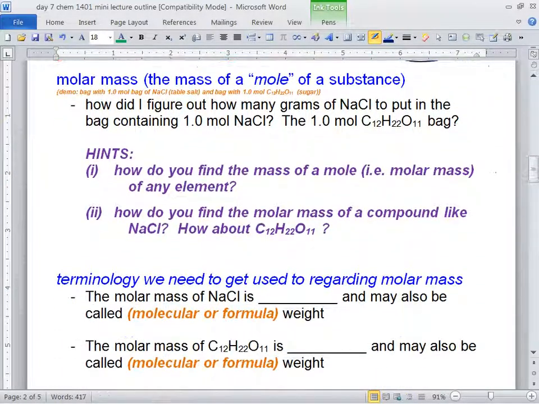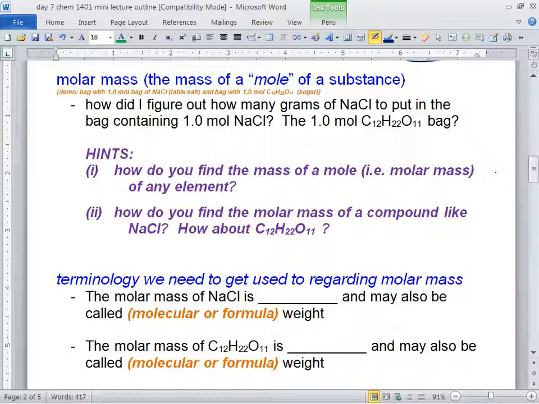Molar mass. The mass of a mole of substance. So pick a substance, and we want to figure out its molar mass. A mole is exactly that huge number of that compound's smallest unit. Here's 1 mole of sodium chloride, 1 mole of salt. I massed this out, but how did I know when to stop adding salt? How did I know when I exactly hit 1 mole? Here's sugar, C12H22O11, and I stopped adding when I exactly hit a mole.